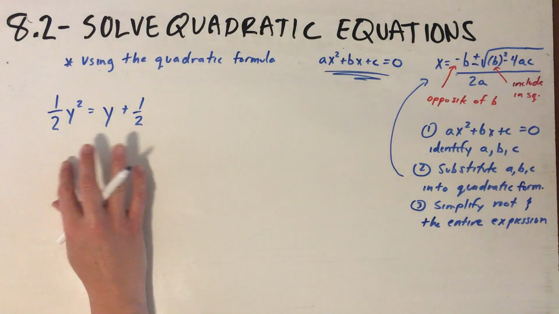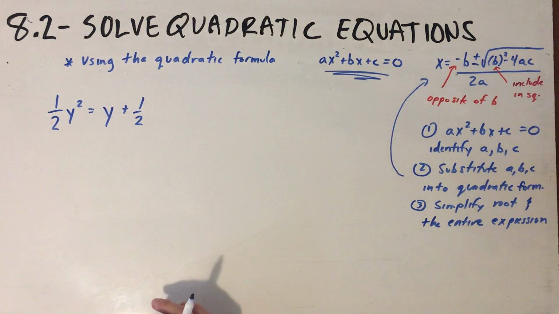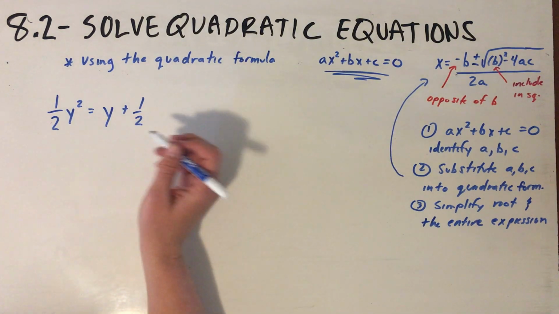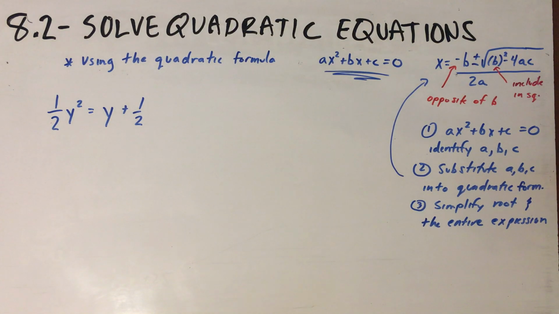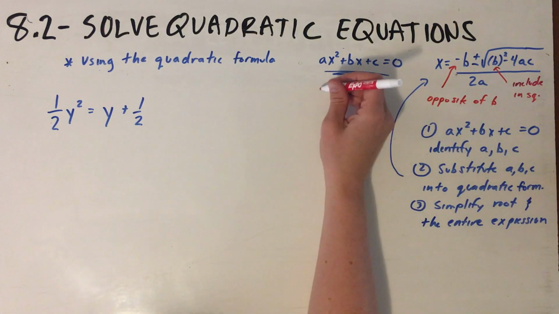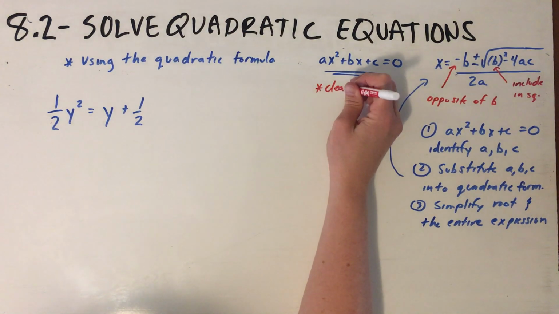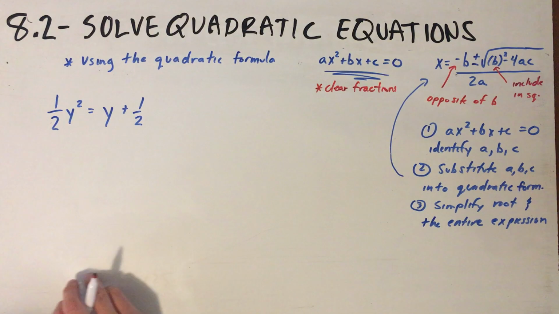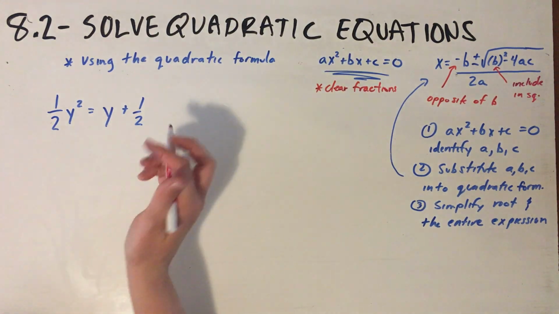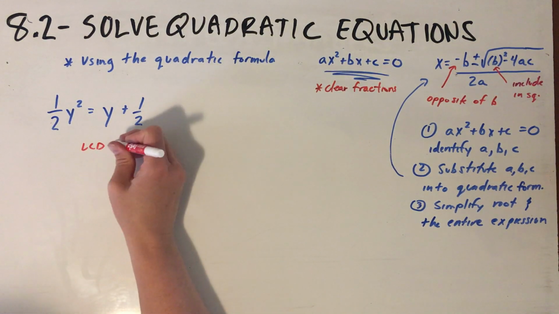Now, because we don't want to deal with fractions with the quadratic formula, I'm not only going to subtract these over, but I want to get rid of the fractions. So part of putting it into this format is we want to clear any fractions that we have. It'll make it a lot easier for us. So I'm going to do that by finding the LCD. The LCD here is 2.